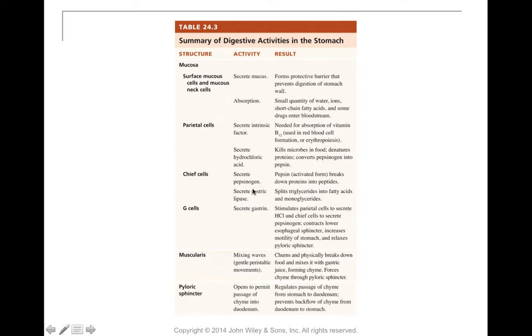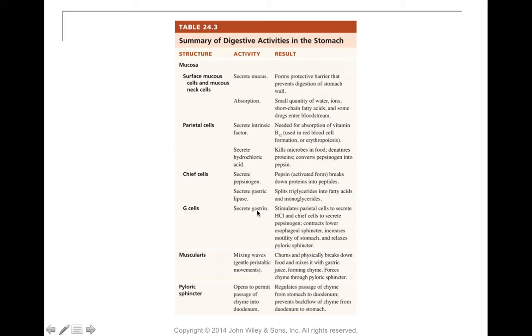Chief cells secrete pepsinogen and gastric lipase. As you may remember, lipase breaks down lipids. Pepsinogen is going to be that precursor to pepsin. So chief cells create pepsinogen, parietal cells convert them into pepsin, which is the activated form, which is responsible again for breaking proteins down into smaller peptides.